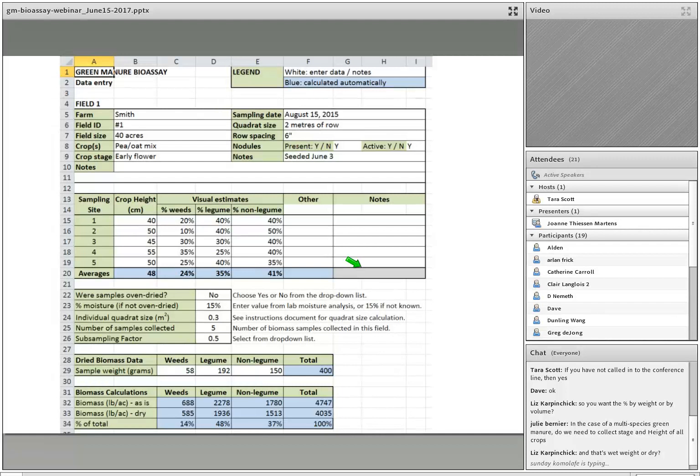You'll see there's a place for entering whether the samples were oven dried, your quadrat size, and here you can put in that subsampling factor that you used, if you used one, and then that'll again automatically calculate the right biomass for you. And so the biomass is shown down at the bottom there on an as-is basis as well as on your dry basis, and you also have the percentages of each component. So for example, we have 14% weeds in this one, 48% legume, and 37% non-legume.